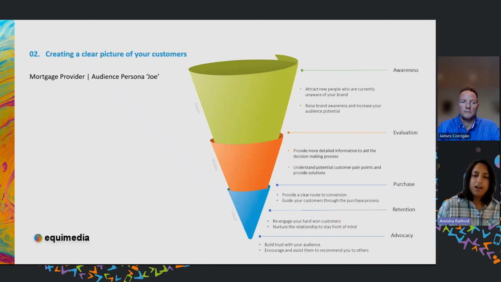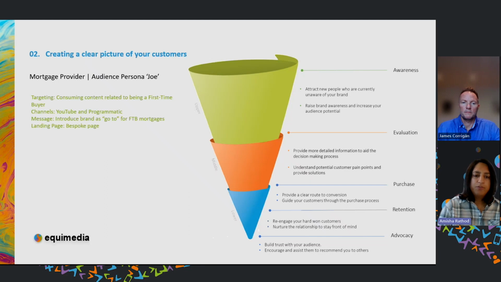So here we want to target Joe based on the content he's consuming. And this will be relating to looking for a first home, and that will be on sites such as Rightmove, as well as consuming content relating to help for first-time buyers. We use channels such as YouTube and programmatic to be able to reach more people like Joe at scale, with heavily branded ads directing to a bespoke landing page.